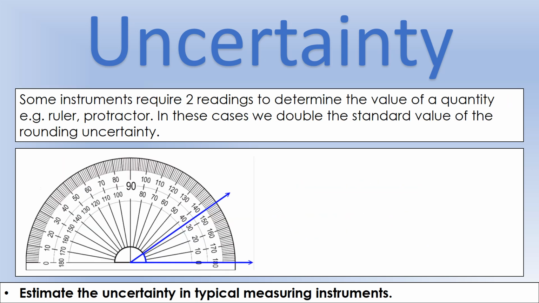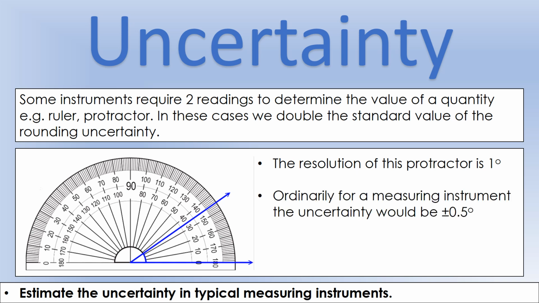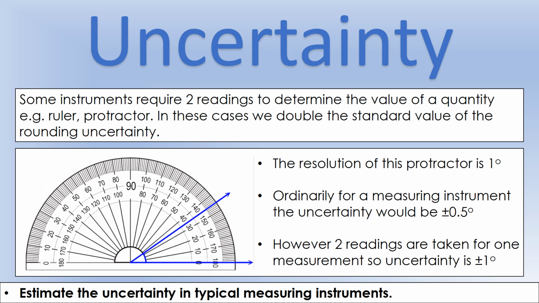So let's have a look at another one which we use to measure angles, obviously a protractor. Looking at this, a protractor has a resolution of 1 degree. Now, a protractor is a bit different to the ones we've met so far because you have to take 2 readings to measure an angle. We have to get the 0 lined up, and we also then have to read off here. So we've essentially taken readings at 2 places on our protractor. So what we're going to do is double the standard value of rounding uncertainty. The standard value would be 0.5 degrees because it's half the resolution, but because we take 2 readings, we're going to double that. So actually the uncertainty is the same as the resolution here, plus or minus 1 degree.